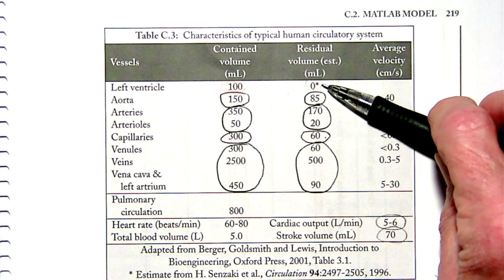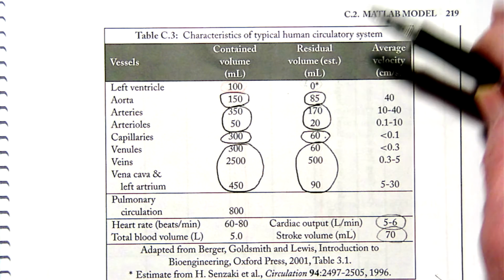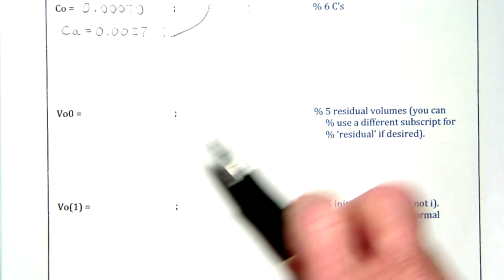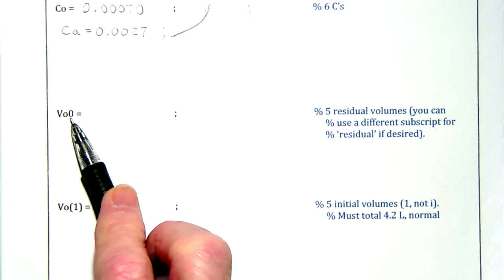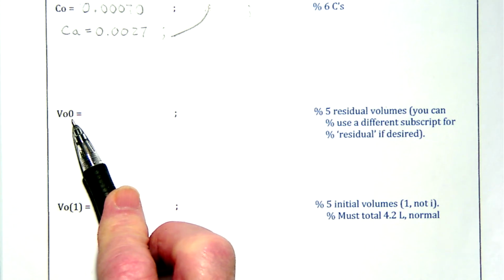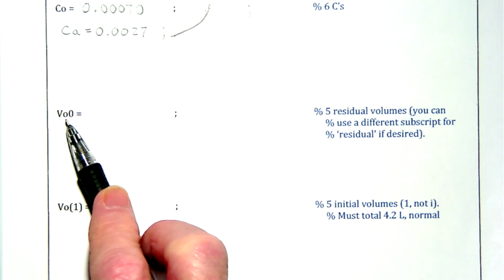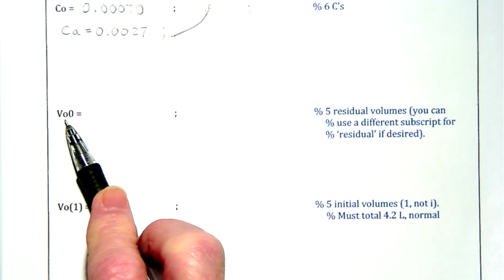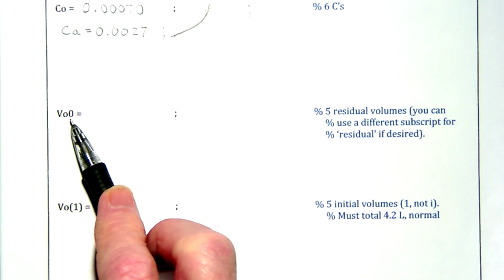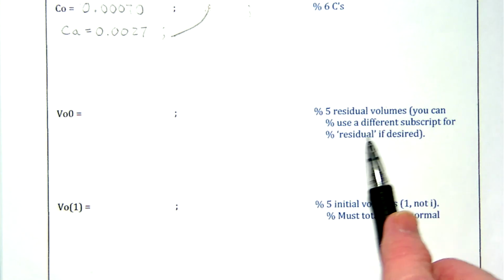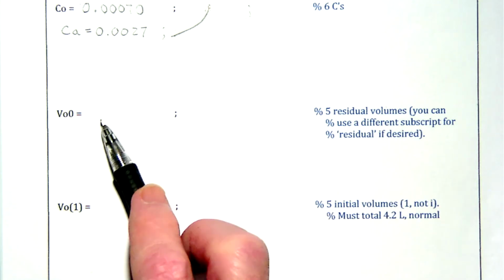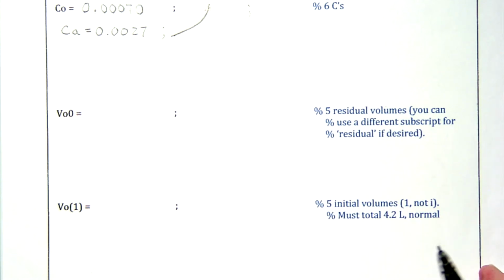Oh, and also, let's enter in the residual volume of the heart as a separate entry to make the 5 residual volumes here. My residual volume for the aorta has a 0 subscript to represent residual volume, to follow the textbook. It's been pointed out that that 0 sometimes can be confused with the O for aorta. So if you'd like to change the subscript you use to represent residual from a 0 over to something other than a 0, such as maybe an R, you could use a different subscript if you'd like. Just be consistent throughout the entire program with that.